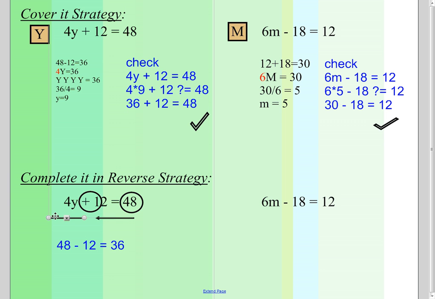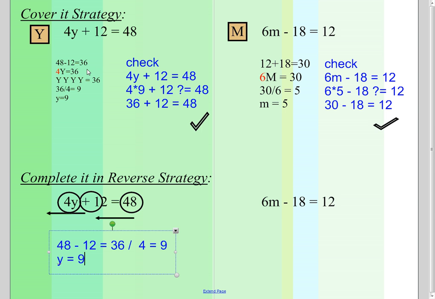Now I'm going to run into the 4y. And when I run into 4y, that means times 4. So now what I need to do is divide this by 4, which equals 9. So I think that y equals 9.